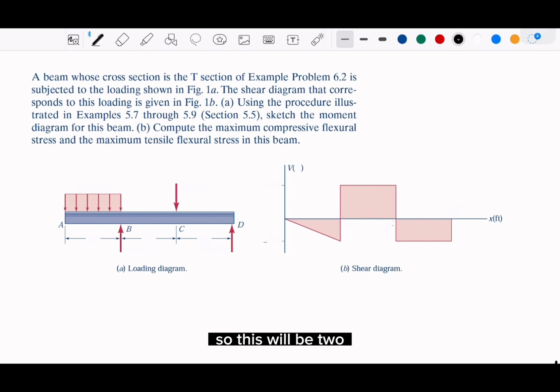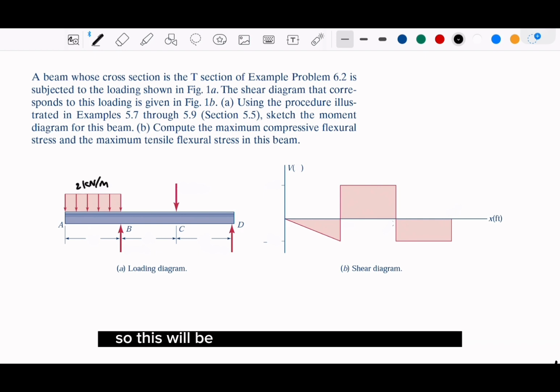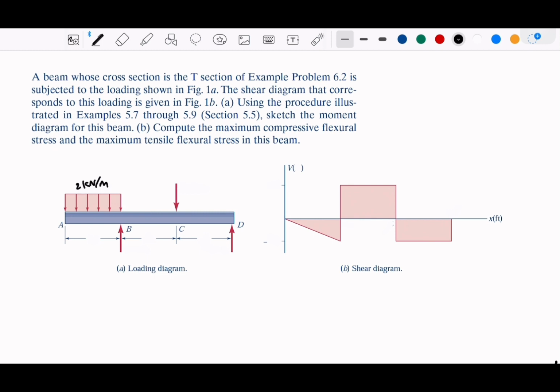So this will be 2 kilonewton. So this will be implementing the diagram, the shear, and combining with the beam.